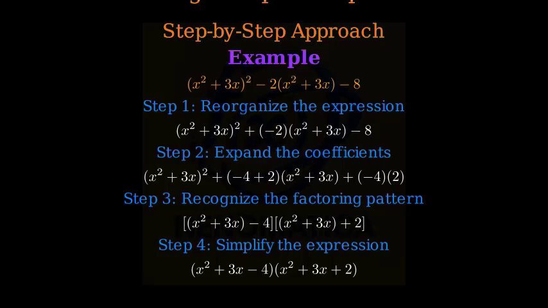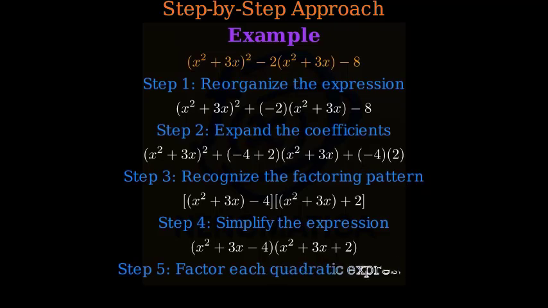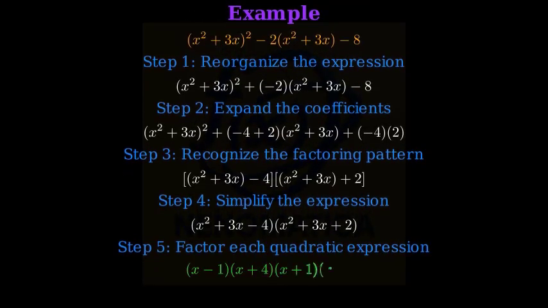Finally, in step 5, we'll factor each of the quadratic expressions to get our complete factored form. This gives us the final answer: (x − 1)(x + 4)(x + 1)(x + 2).